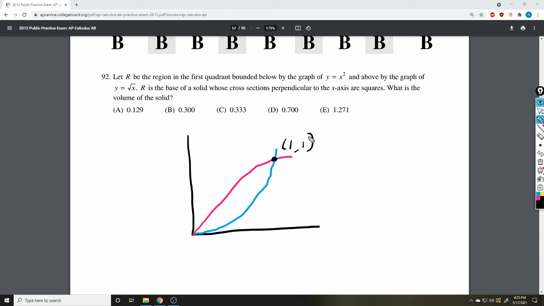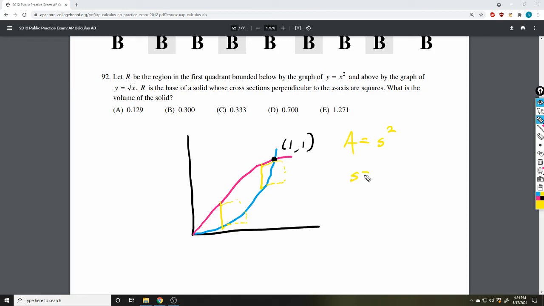And now let's draw out our squares. Well, our squares here are perpendicular to the x-axis, so they're drawn this way. There's my square. There's one more square. And you'll notice area equals side squared.